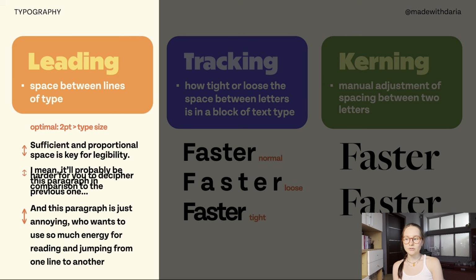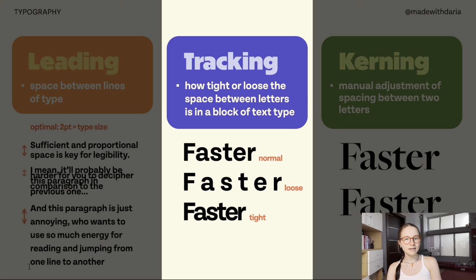So for example, if your type is 14 points, opting for 16 points of leading would probably be the perfect option. Here we have an example of sufficient and proportional leading. Here we have overly condensed leading, which makes no sense. It's really hard to read this text and absolutely impossible to decipher what's going on in here. This is just annoying to read, taking too much energy. This is absolutely unnecessary, so don't do that.